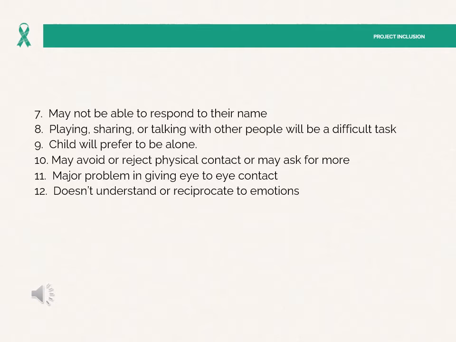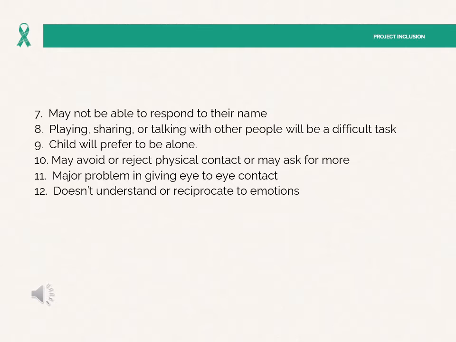11th, major problem in giving eye-to-eye contact. This symptom, teachers, is a major symptom in children with ASD. For example, if you try speaking to any child with autism, you may be standing right in front of the child. Still, the child may simply look into space or stare at the corners of the room, but will deliberately fail to give or maintain any kind of eye-to-eye contact. But this particular symptom may slightly differ from child to child.